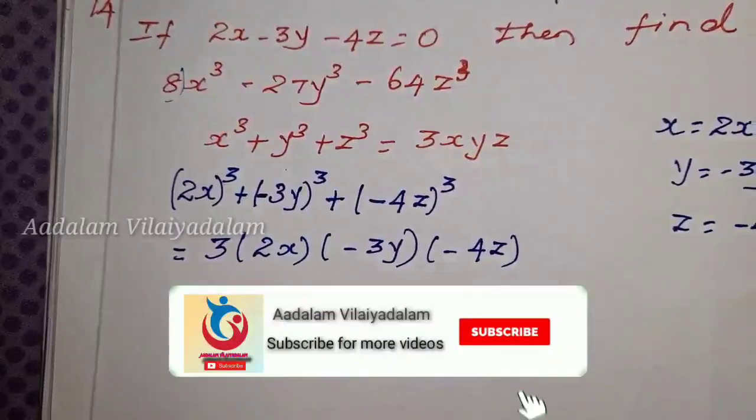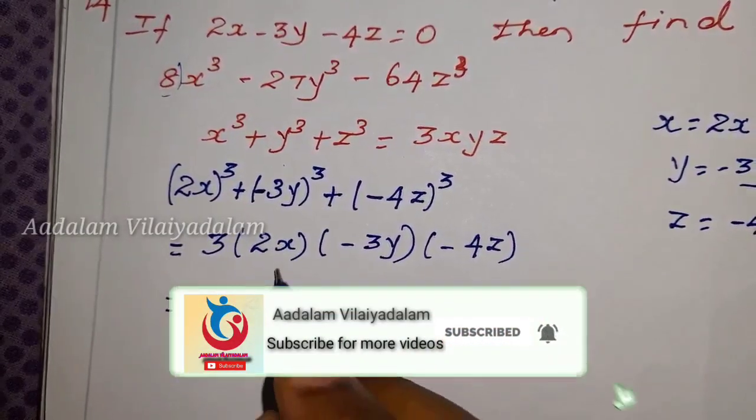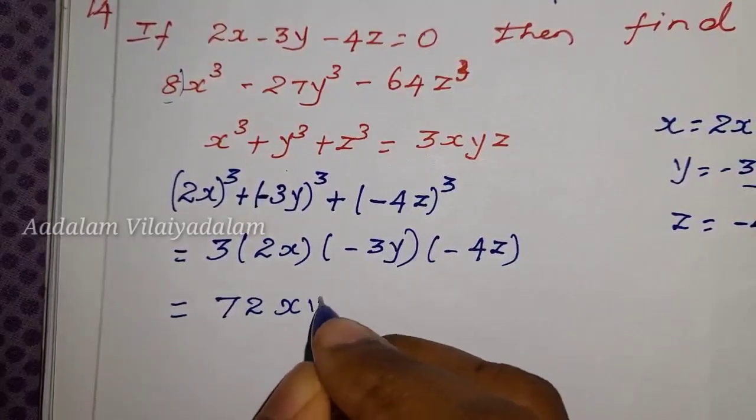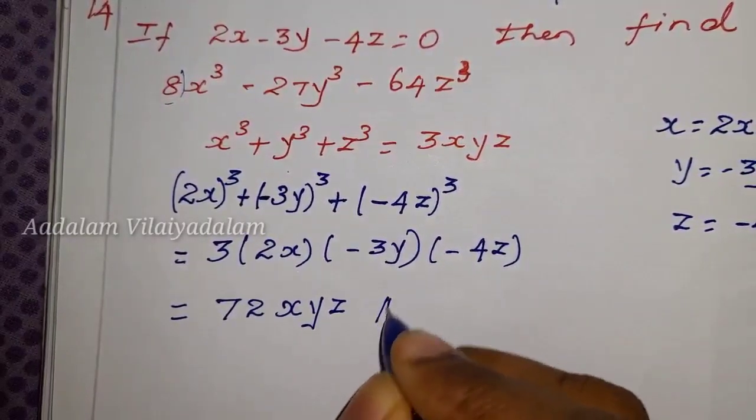So minus into minus gives plus. So what is the variable here? x into y into z. So 72xyz, this is the answer.